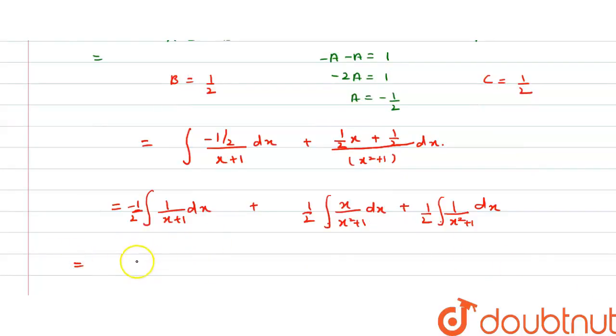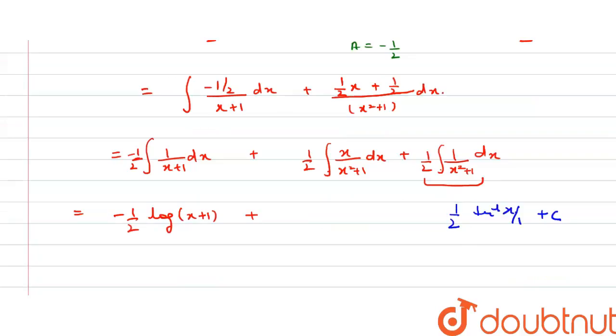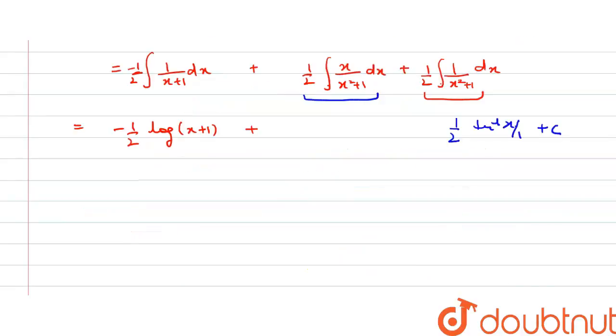Now integration of 1 by x is log x, so it becomes minus 1 by 2 log of (x plus 1) plus this integration of x divided by x square plus 1, and we can write 1 by 2 tan inverse x by a, where a is 1, plus c. Now for the integration of this part, we assume x square plus 1 as t. So we integrate 1 by 2 integration of x divided by x square plus 1 dx.